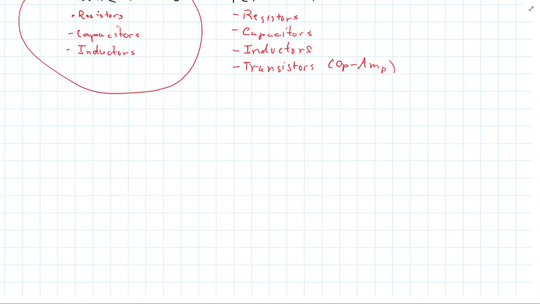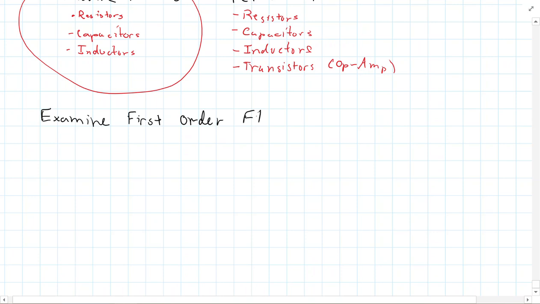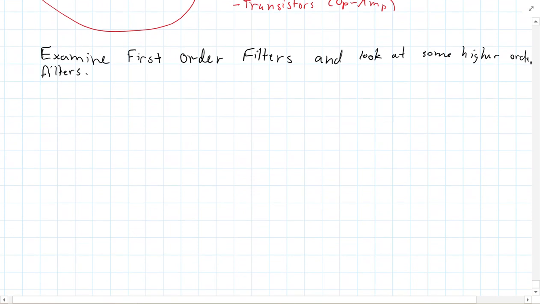Now, for this course, of course, we're going to keep things a little bit simpler. So we're going to first examine first order filters so we can truly understand how to analyze filters and design filters, and look at some higher order filters. We're not going to look at a ton of higher order filters, but we are going to look at some. And so that's what we're going to be going for.